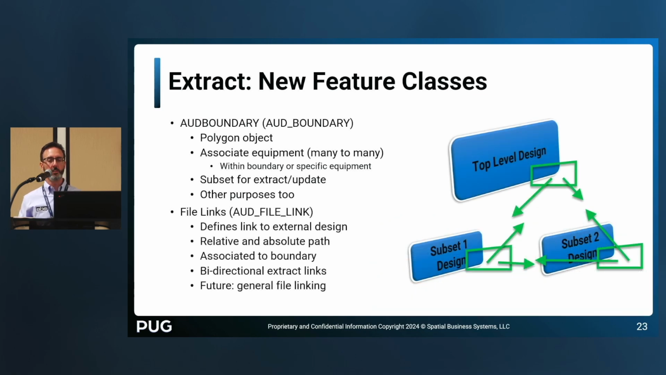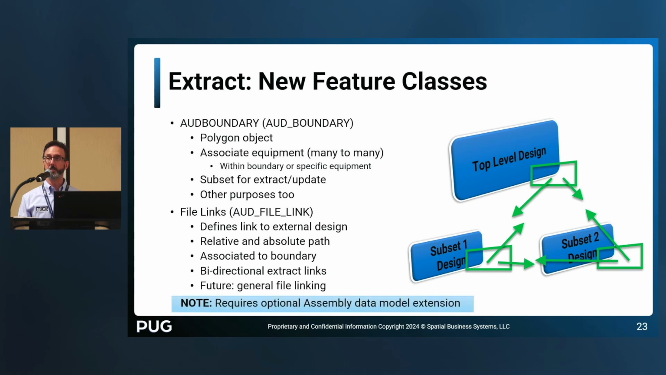So when that is done as part of the extract function, it uses another introduced feature class, which is a file link feature. The file link feature records that link that you're creating from that boundary to the other drawing. And this can then be used to link together different drawings using those boundaries and links. The file link tracks both a relative and absolute path: the absolute path to the source drawing, and the relative path to the associated file. And the file link is then also associated to that boundary. So this creates a way to establish that subset and a link between it and the other drawing.